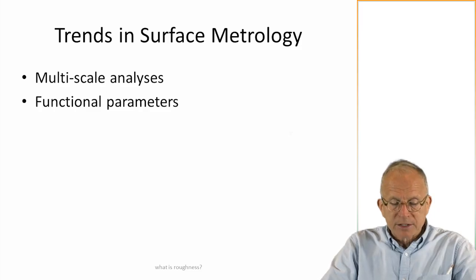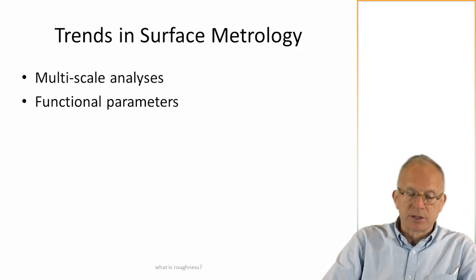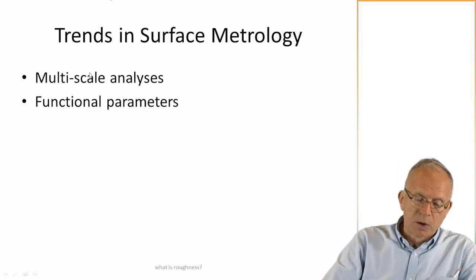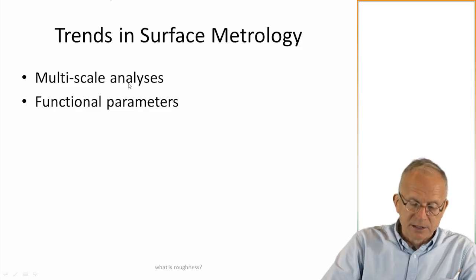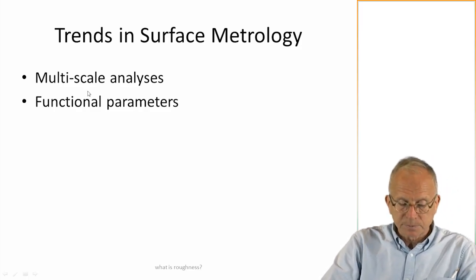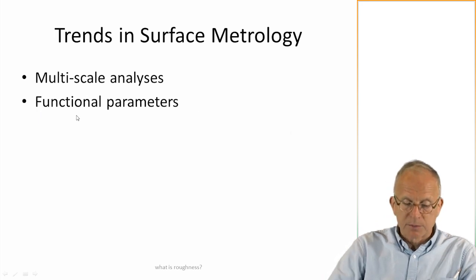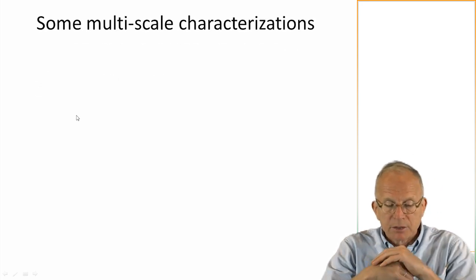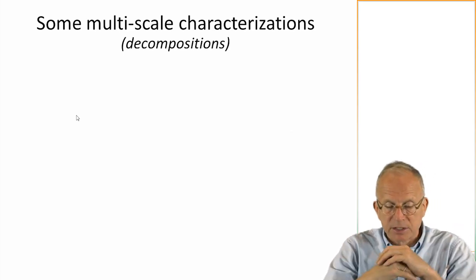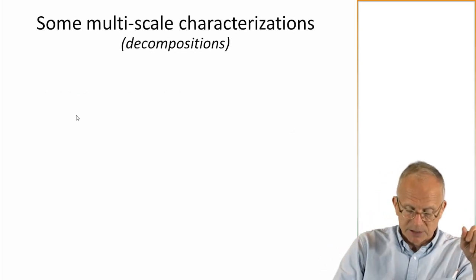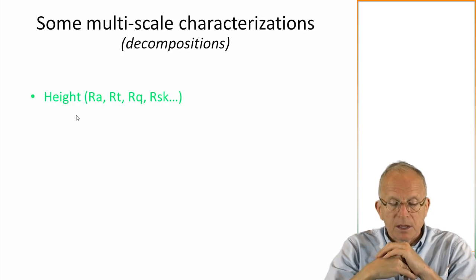So what are the trends? We have to be careful of Ra for a couple of different reasons. So what are the trends in surface metrology? Well, one is to go to multi-scale analyses. I'll take a look at those later. And another is to go to more functionally based parameters. So, some multi-scale characterizations, and these are kind of scale-based decompositions.